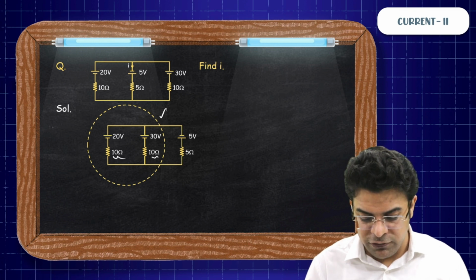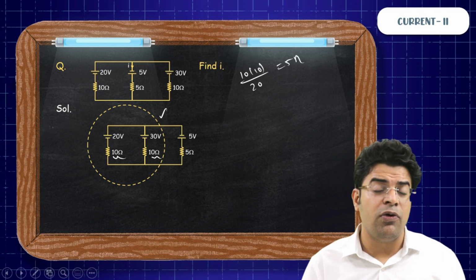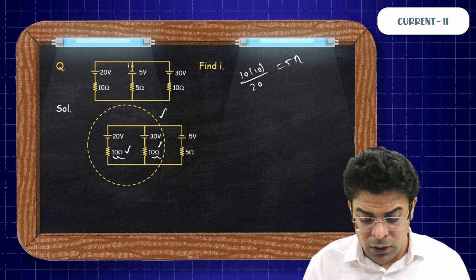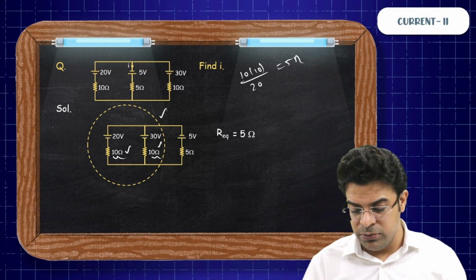So R equivalent of 10 and 10 gives you 10 into 10 by 10 plus 10, that is 20. So that comes out to be 5 ohm. Or you can say, if you have got 2 identical resistances of 10 and 10 in parallel, the R equivalent has to be 10 by 2, that has to be 5 ohm.